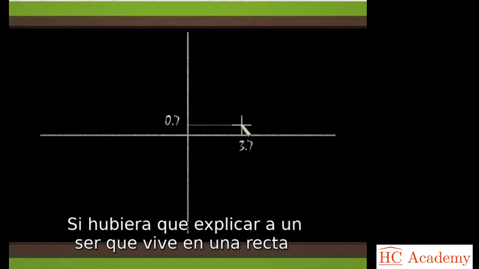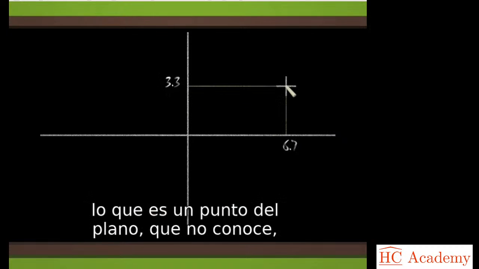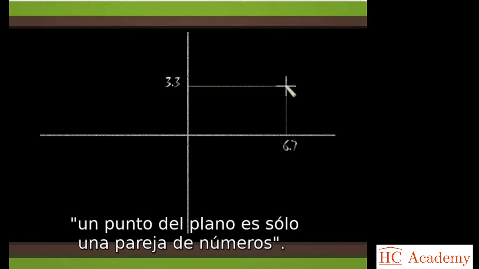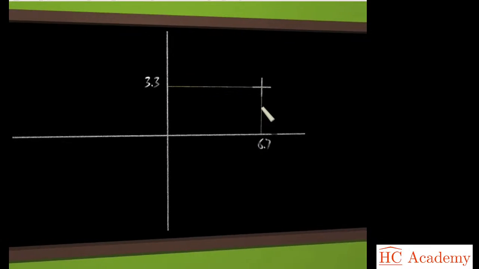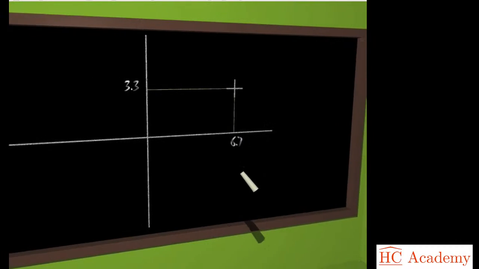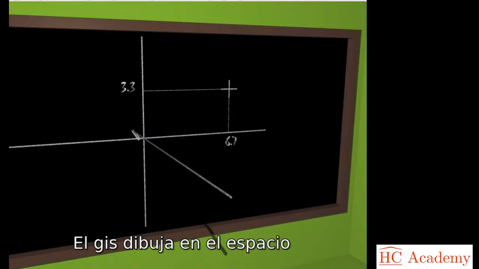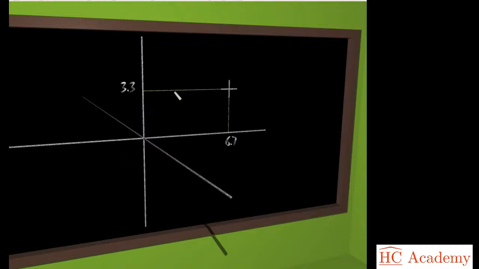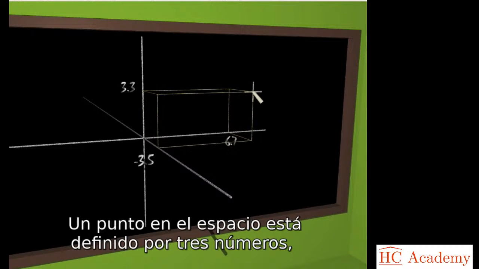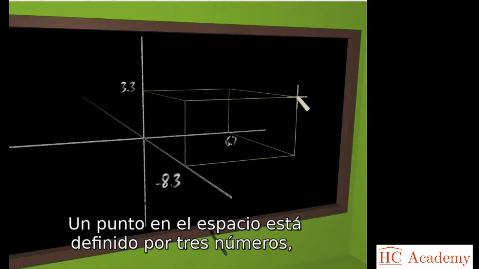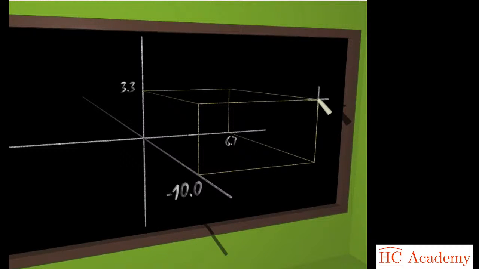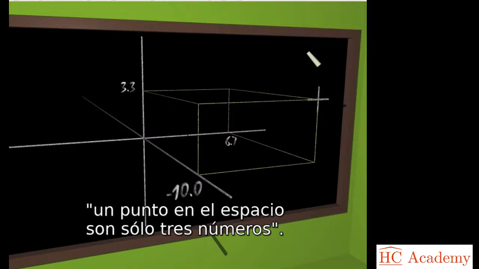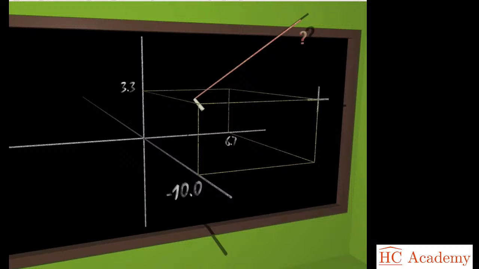If you had to explain to some being living on a line what it is to be a point in the plane that is unknown to him, you could simply say, a point in the plane is just a pair of numbers. Let's go to the 3rd dimension. The chalk now writes in the air and draws a 3rd axis perpendicular to the 2 previous ones. A point in space is described by 3 numbers, X, Y, and Z. One could say to the reptiles that are curious to know about our world, a point in space is just 3 numbers.